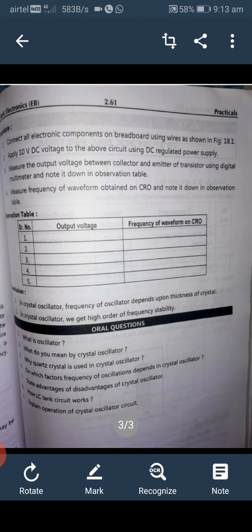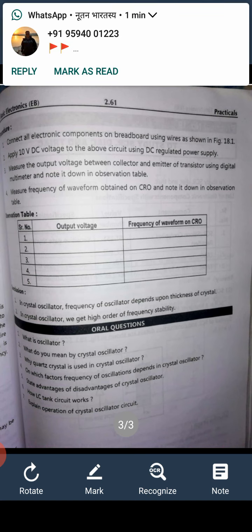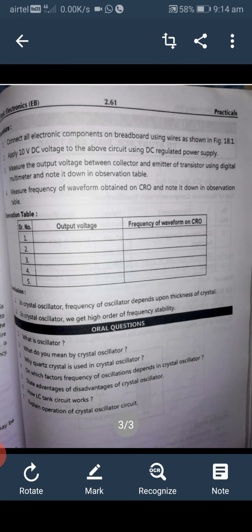There is an assignment for you. Please note it down in a copy and show me later on. The first question is: what is an oscillator? What do you mean by crystal oscillator? Why is quartz crystal used in crystal oscillator? On which factor does the frequency of oscillation depend in a crystal oscillator? State advantage and disadvantage of crystal oscillator. How does an LC tank circuit work? Explain the operation of the crystal oscillator circuit.